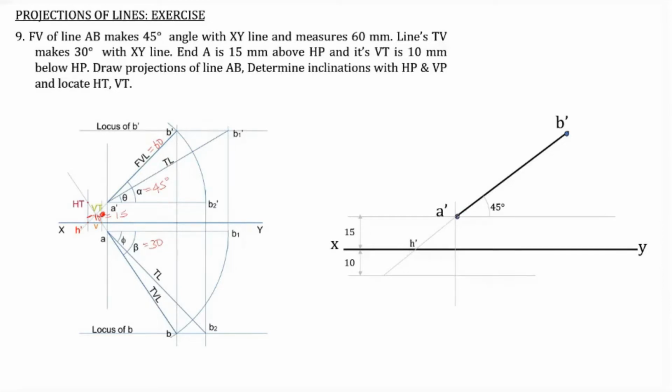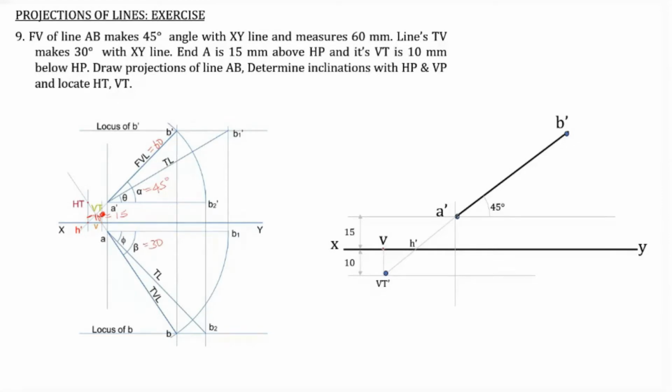In this way we can find out H dash also. So VT is found out. Now from this one we can find out V also. If we know VT, and we drop a perpendicular line, the point in which this particular line intersects with the XY line is V. So that also we can find out.